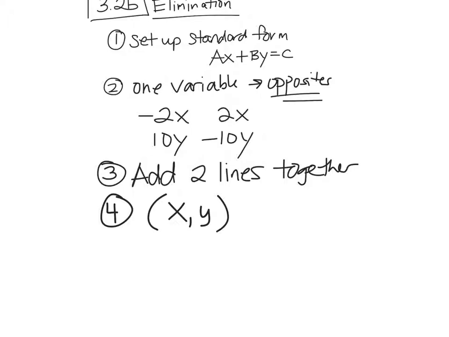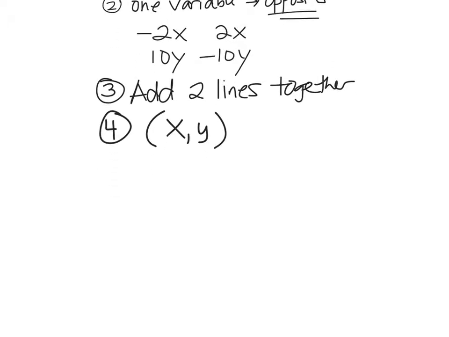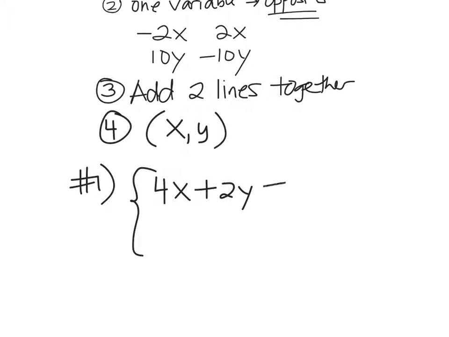You're finding x and y. All right, so hopefully you remember how to do this. Hopefully this kind of comes back to you, like riding a bike. Number 1, here we go. 4x plus 2y equals 9, and negative 4x plus 3y equals 16.